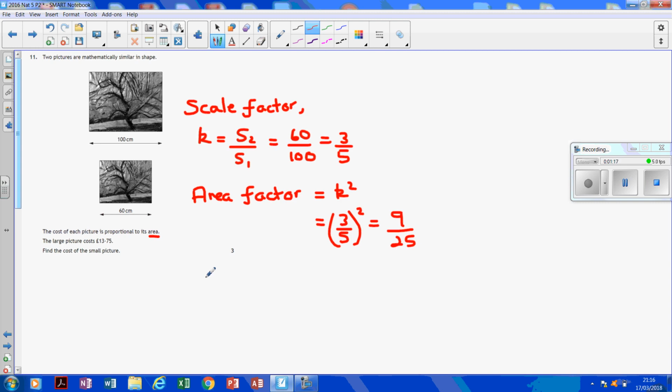Now we want to work out the cost, but it's proportional to the area. So the cost of the small one is going to be the area factor multiplied by the cost of the bigger one. So it's 9 over 25 multiplied by £13.75. To work that out, multiply across the top, 9 times £13.75, and divide your final answer by 25, and you get a cost of £4.95. Now that makes sense. The bigger one was £13.75, the smaller one is going to be cheaper.